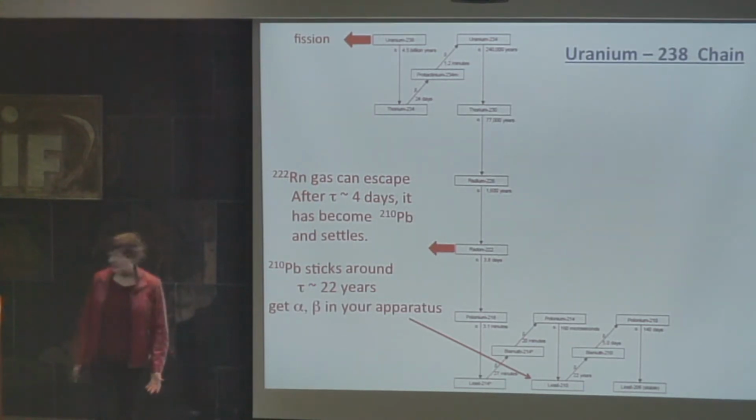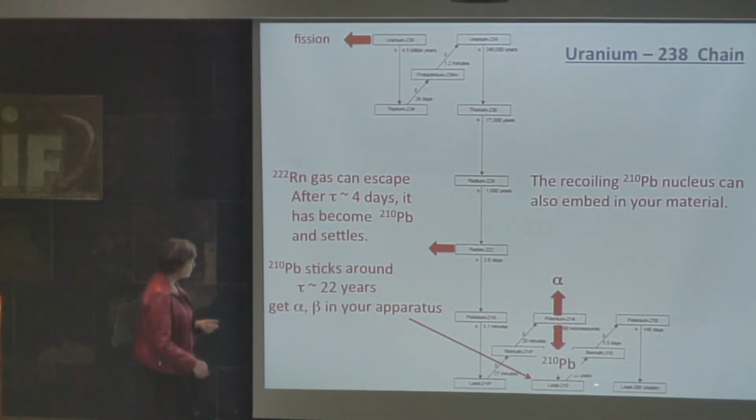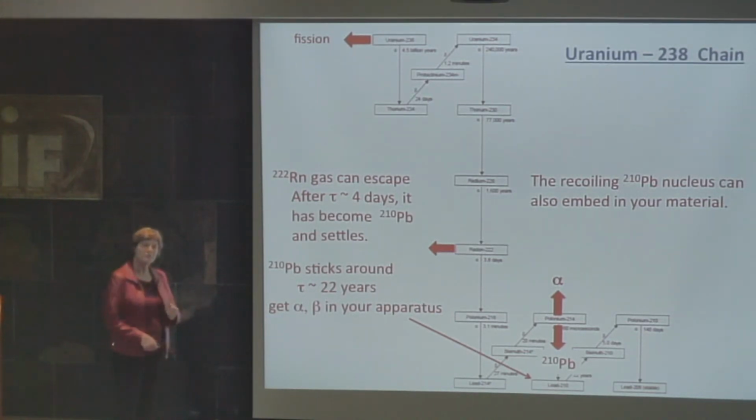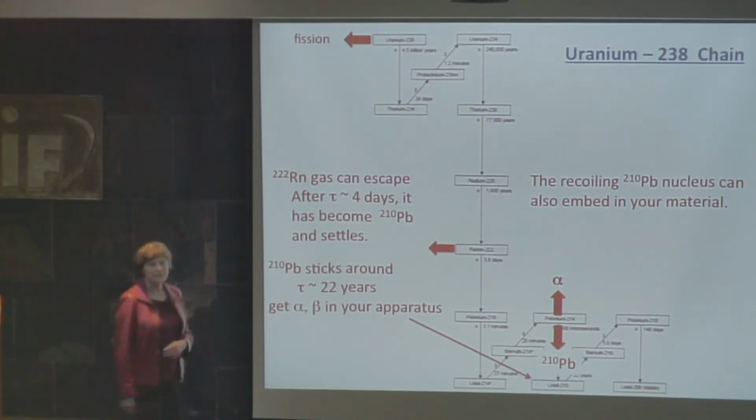So 22 years ago, when somebody was creating a piece of material you plan to use for your detector, it could easily have been coated with this lead-210. And the cleaning is not necessarily sufficient. The reason is that the lead-210 can then have an alpha decay, and the energy of that alpha decay can push that nucleus into your material deep enough. A simple surface cleaning with alcohol or anything else is not enough to get it out. And now you've got a device that's basically radioactive.